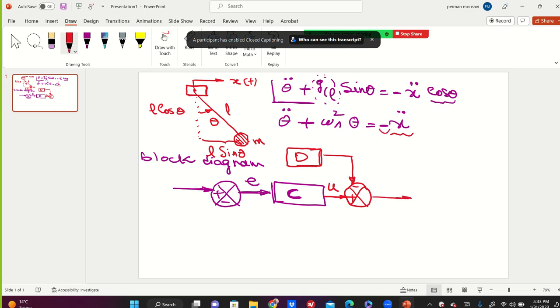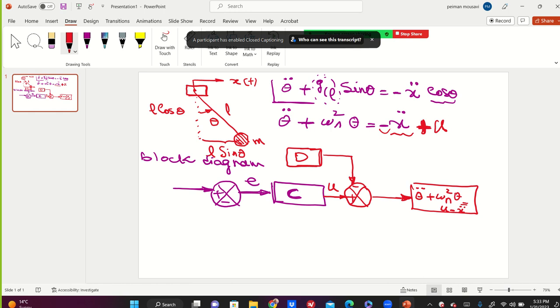This goes to the plant, the moving pendulum, which in differential equation form is theta double dot plus omega n squared theta equals U minus x double dot. So when I teach you the controller, we're going to add the controller here, as I told you. Guys, can you hear me?